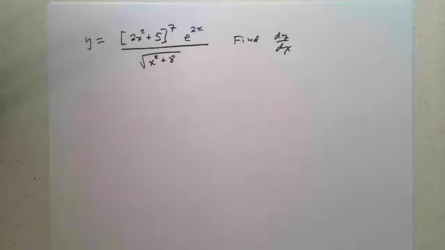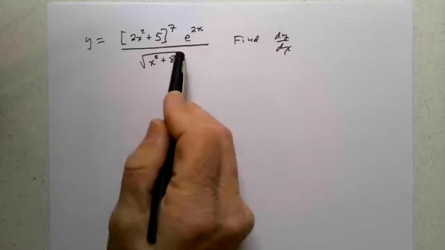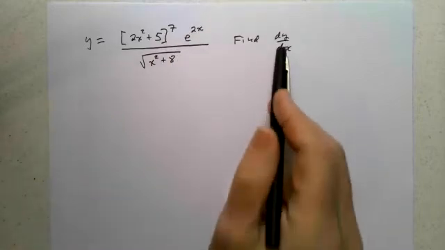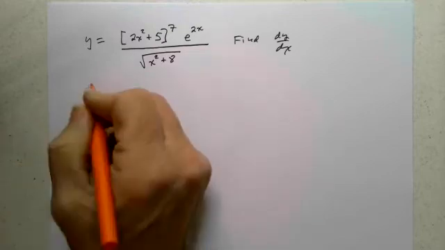Okay, for this question, we have y equals (2x squared plus 5) to the 7th times e to the 2x, divided by the square root of x squared plus 8. We want to find dy/dx. Now, you could use product rule and quotient rule, but that's going to get pretty messy. So instead, I'm going to use something called logarithmic differentiation.